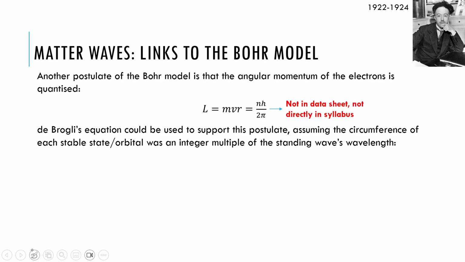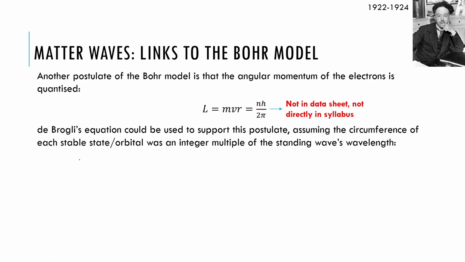The angular momentum L can be expressed as mvr, but it can also be expressed as nh on 2 pi, where n is the orbital number, h is Planck's constant, and 2 pi is there in the formula to account for the circular shape of the orbital. It's not something that you actually have to process and calculate with, and it's not a direct part of our syllabus, but I am going to use it as a way to demonstrate how the de Broglie concept and the de Broglie equation was able to again explain elements of Bohr's model, which he did not have a complete answer for himself.